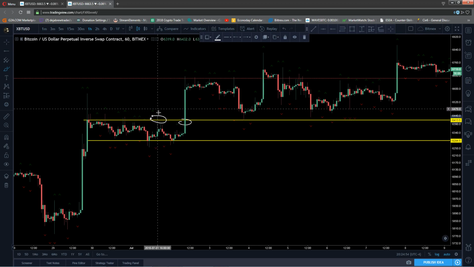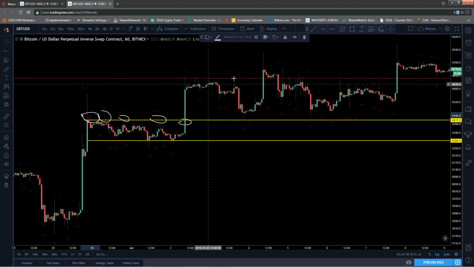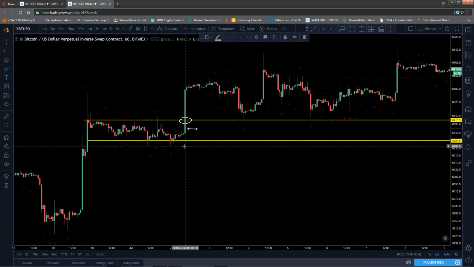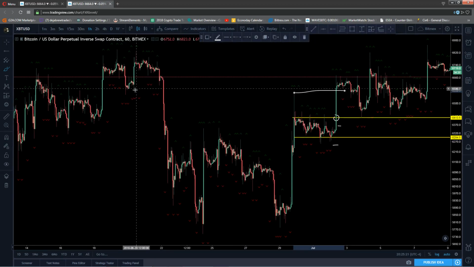You would have gotten wicked a few times here, but if you wait for confirmation, if you wait for a close, or if you wait for a clean break, you should have been fine here. So if you would have got it on a break here, your stop loss would have been below the level or below the entire flag, depending on your risk tolerance. And your target would have been either the top of the flag or previous levels.